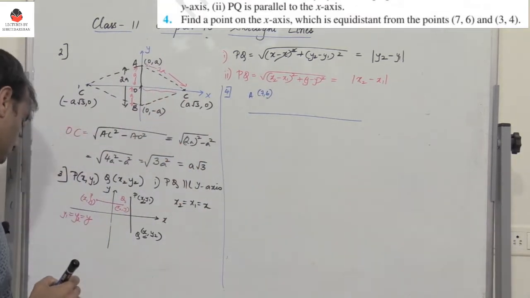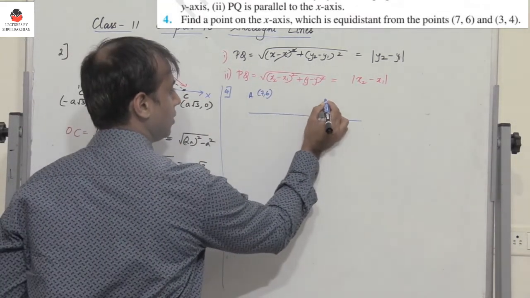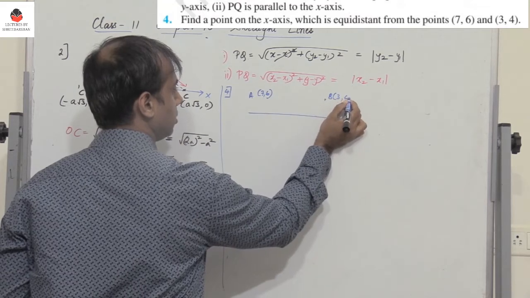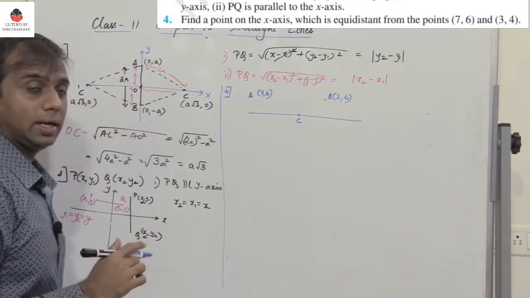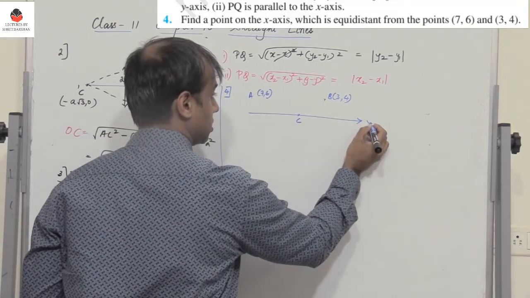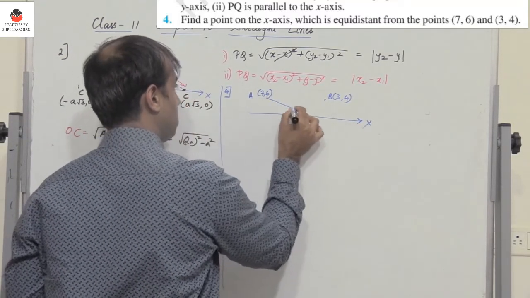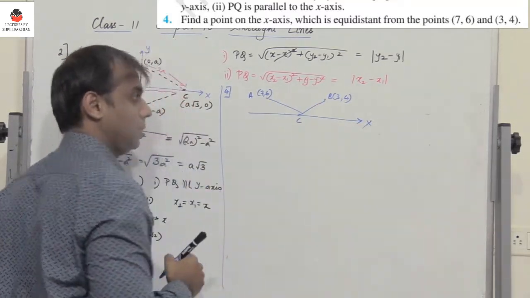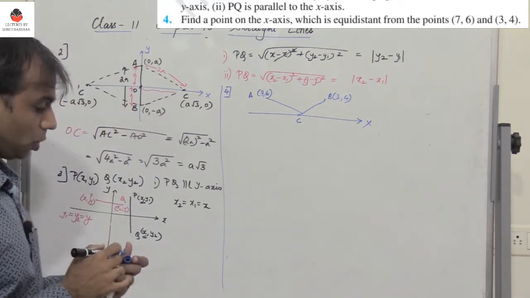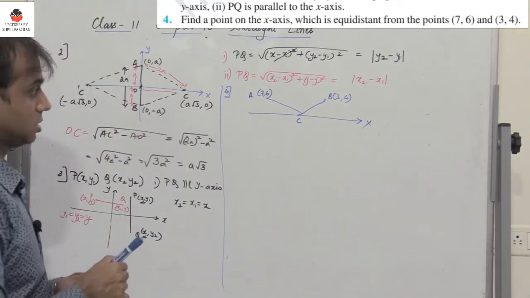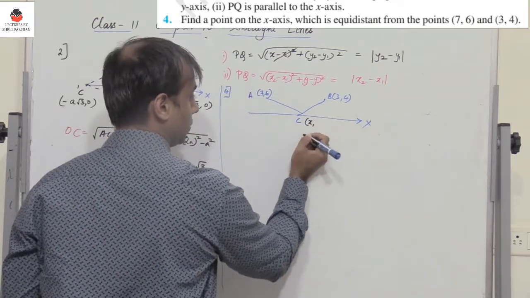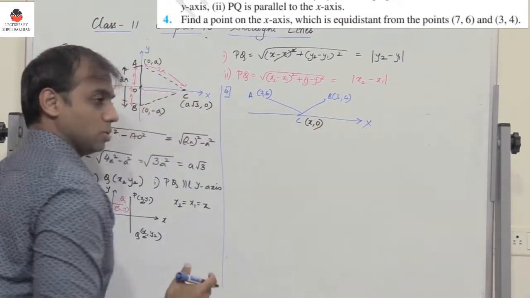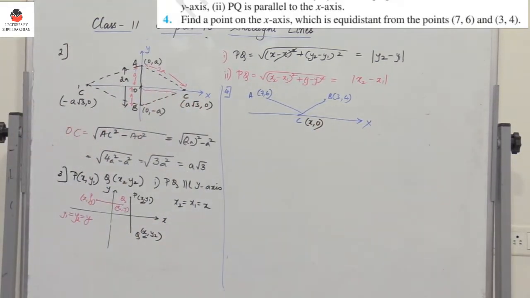And then you have another point B, which is 3, 4. So I need to find a point, let's say C, which lies on the x-axis. So this is x-axis, such that AC is equal to BC. Now, if a point C lies on the x-axis, then the x value is present, but the y value is 0. So any point on the x-axis, the y value will be equal to 0.